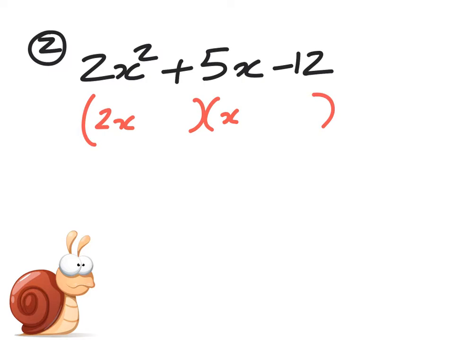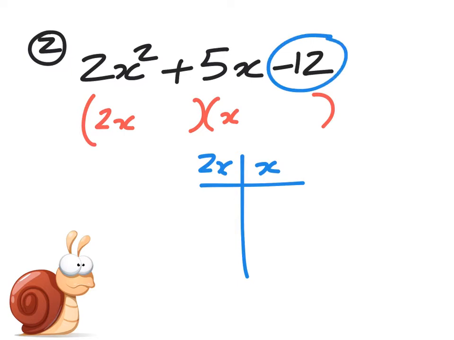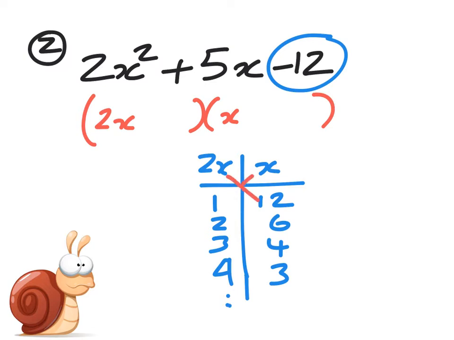If you don't like doing that method, then the other method we got in class was using a little table method. Because we know that it's 2x and x at the front of the brackets, put them at the top of the table, and then look at the negative 12 and think it's 1 times 12, 2 times 6, 3 times 4, 4 times 3, and so on. Okay, and then do cross multiply.